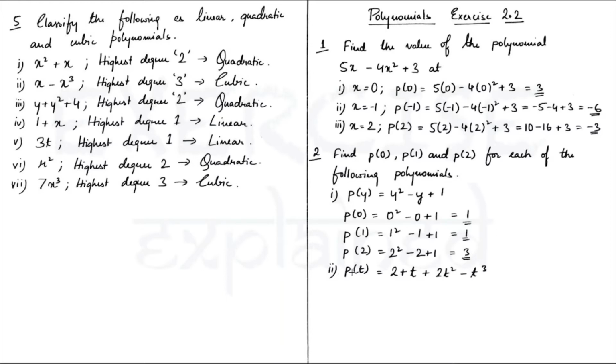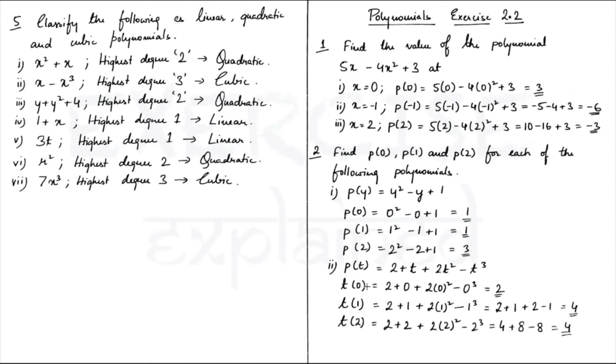The next question, p of t is equal to 2 plus t plus 2t square minus t cube. We just need to substitute t as 0, then we need to substitute it as 1 and then we need to substitute it as 2. We find the subsequent values here and what we get is p of 0 is equal to 2 plus 0 plus 2 into 0 square minus 0 cube. So 2 plus 0 is 2 itself, plus 2 into 0 square is 0 minus 0. So we are just left with this 2, so we get it as 2.